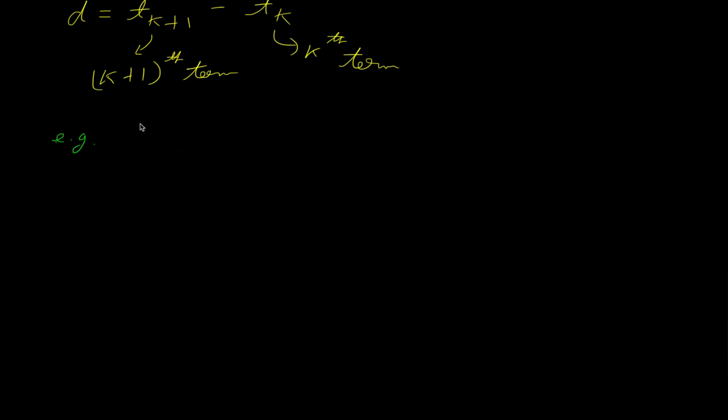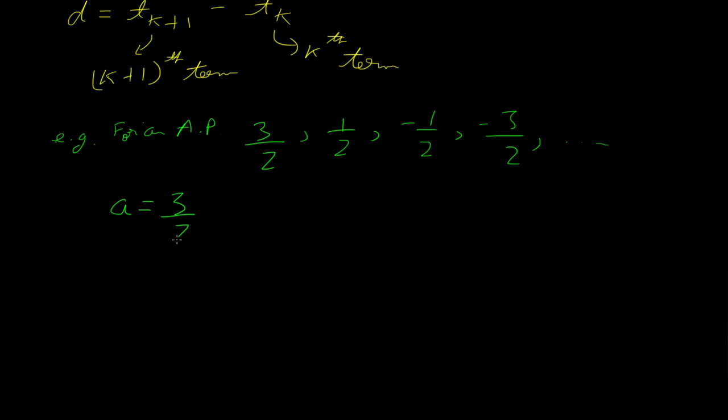Let us have a look at an example. Suppose we have an arithmetic progression: 3/2, 1/2, -1/2, -3/2. We need to find the first term and the common difference. So A would be 3/2, and for the common difference, we can take any two terms: -1/2 minus 1/2 is equal to -2/2, which is -1. Or we could also have done 1/2 minus 3/2, which is -2/2, that is -1.